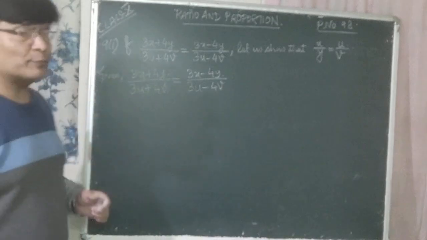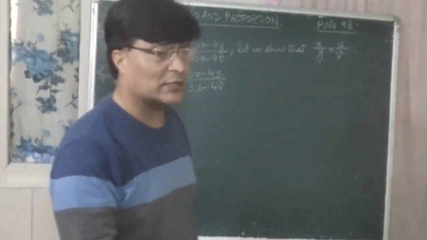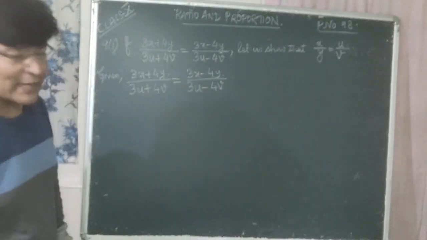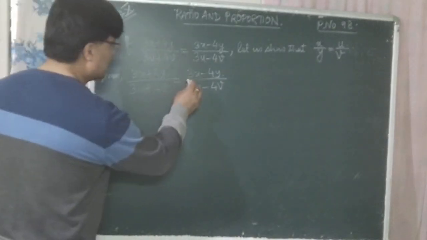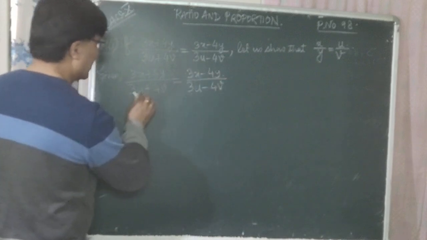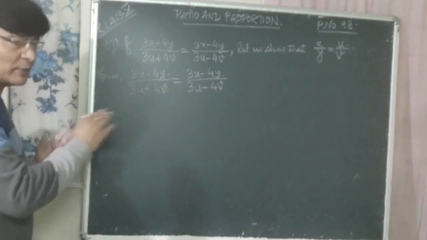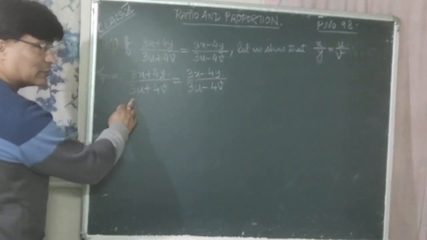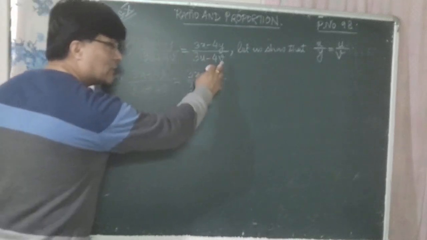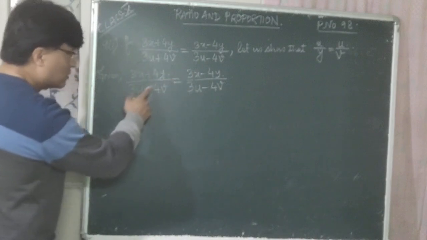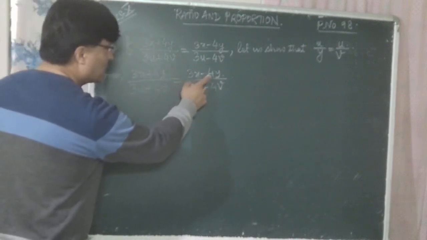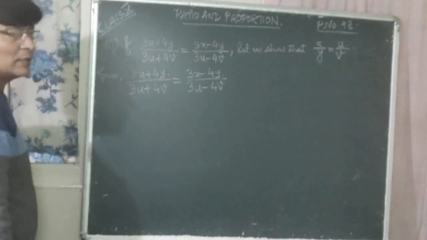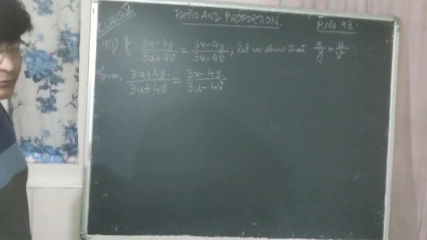So in order to prove it, let us keep the terms containing x and y on the left hand side and u and v on the right hand side. That means you have to exchange 3x minus 4y and 3u plus 4v, you have to exchange their sides. That means 3x minus 4y take it to the left hand side and 3u plus 4v take it to the right hand side. That means you can cross multiply here also. 3x minus 4y comes out here and 3u plus 4v goes to the numerator on the right hand side.